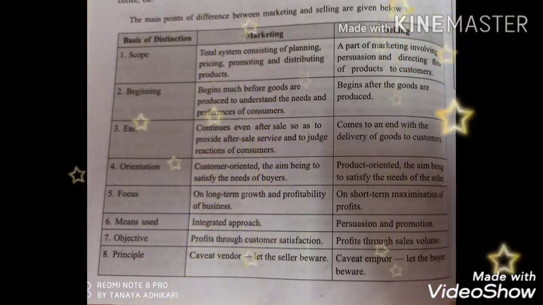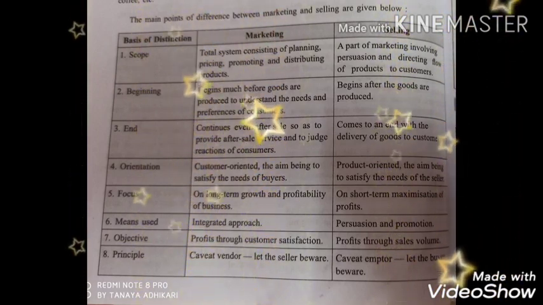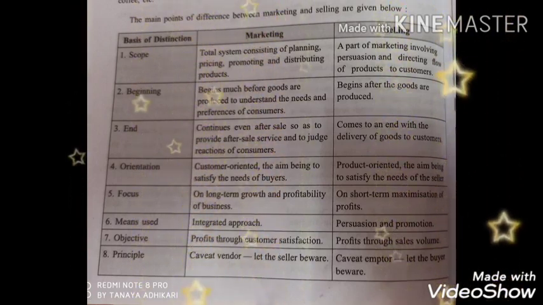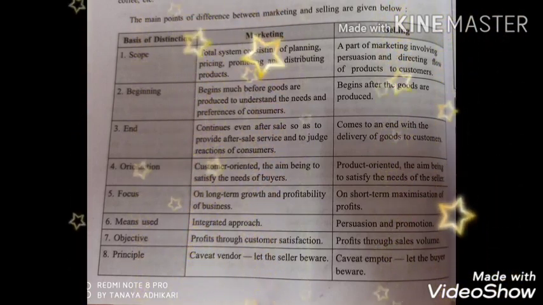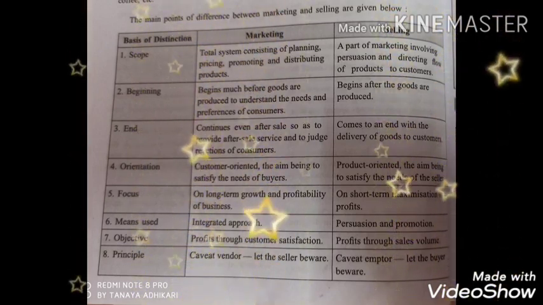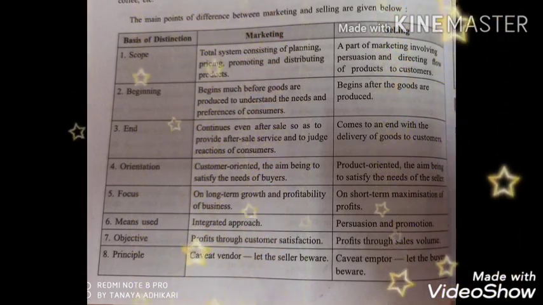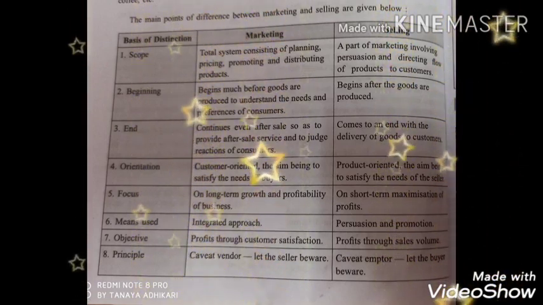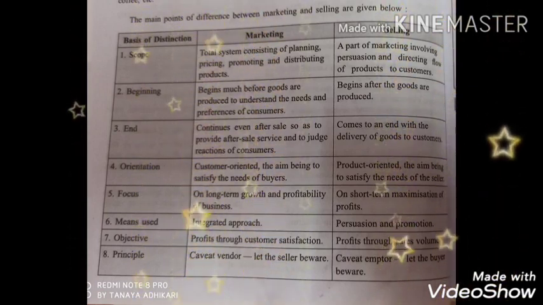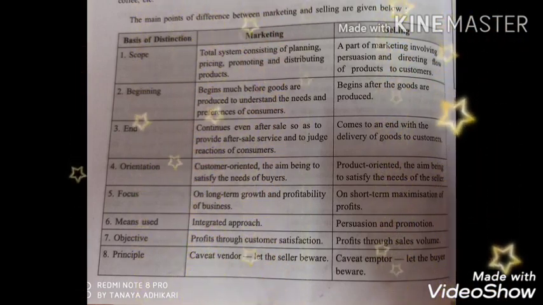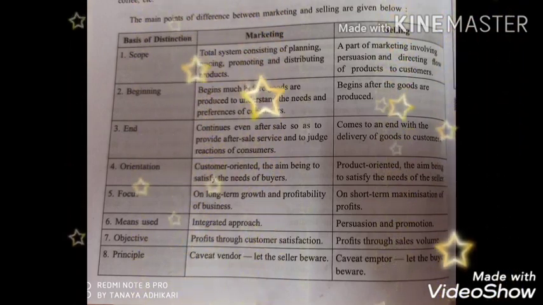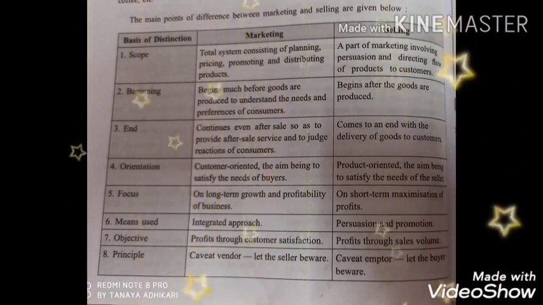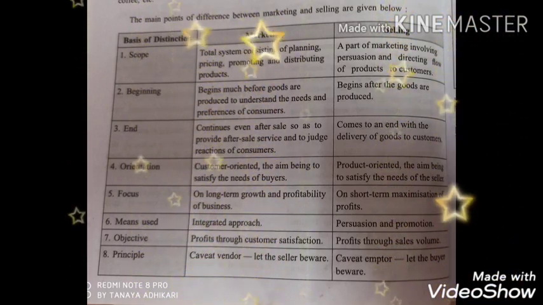First, marketing: it is a total system consisting of planning, pricing, promoting and distributing products. In the case of selling, it is a part of marketing which involves persuasion and directing the flow of products to customers. As we discussed just now, selling is a part of marketing, and marketing is the wider term within which the process of selling takes place. The main planning, pricing and promoting are done in marketing, and selling is a part of marketing.